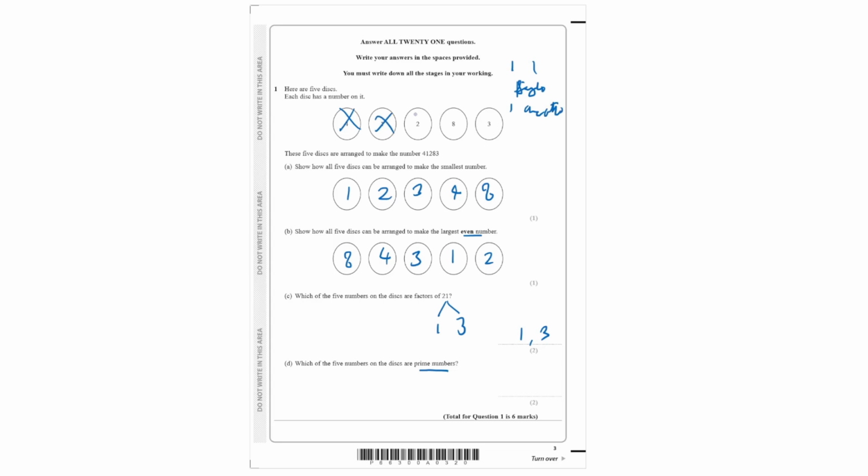Then 8 can be divided by 4, 2, and 1. So this is not it. 2 and 3 are our prime numbers.